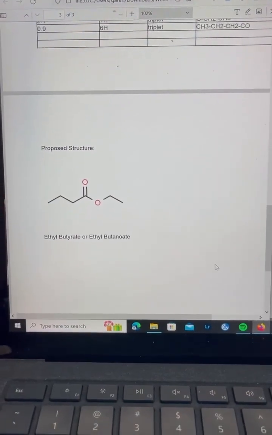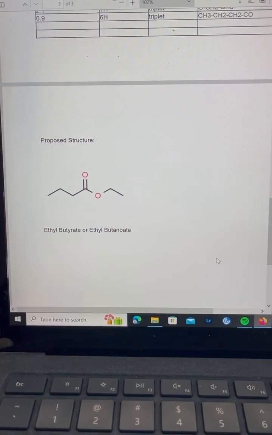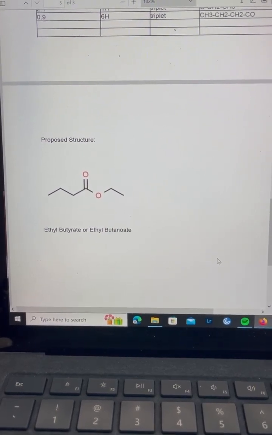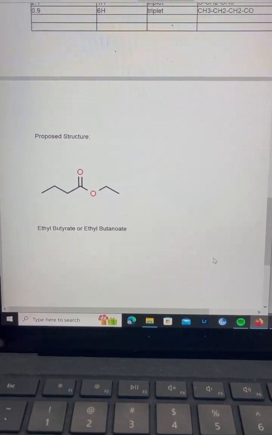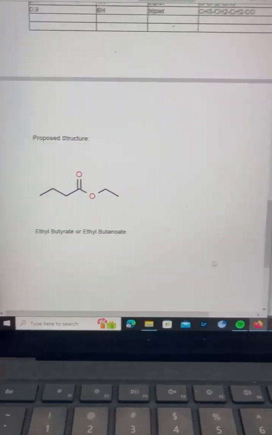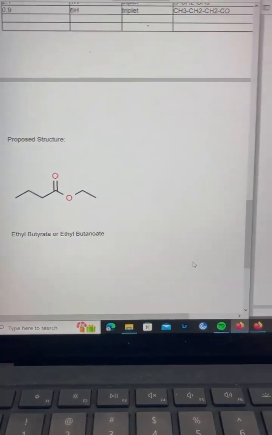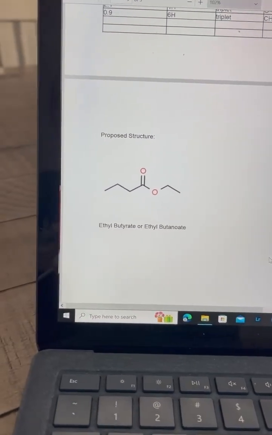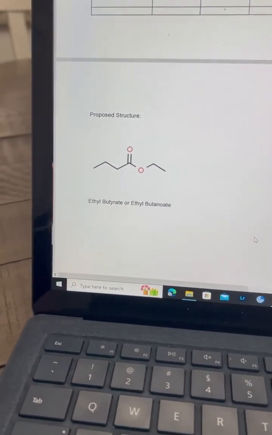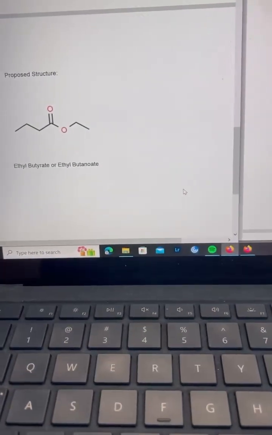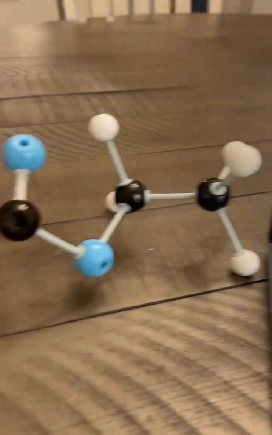Here is the proposed structure for C6H12O2, the Lewis structure design, and we would call this ethyl butynate. And then I also have built this as my 3D molecule here.